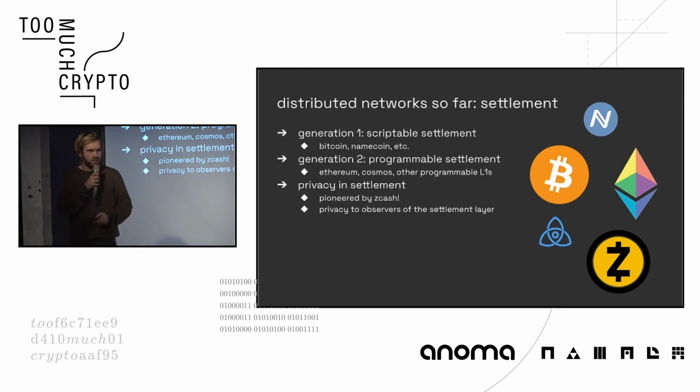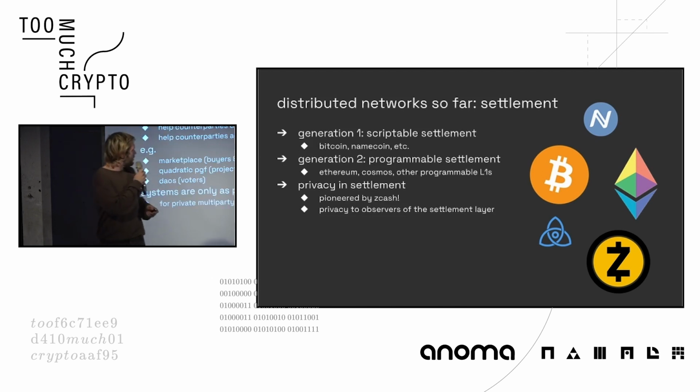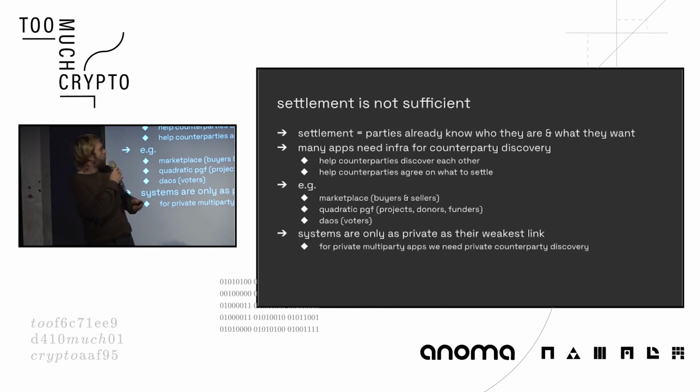What does the observer learn by seeing that transaction on the ledger? They learn, in the case of Zcash, quite little, which is great. But in counterparty discovery, so why do we need counterparty discovery at all? Settlement happens when parties already know who they are and what they want. But as we have found out, watching distributed applications be built by people, that is not sufficient. It's actually kind of the easy part that happens at the end.